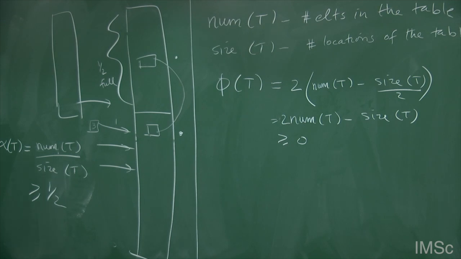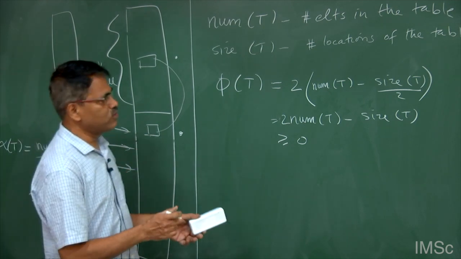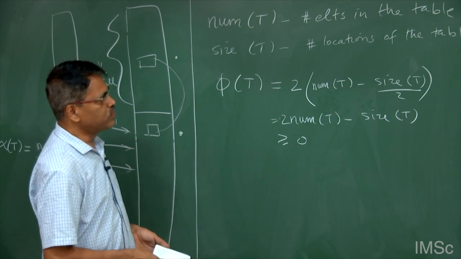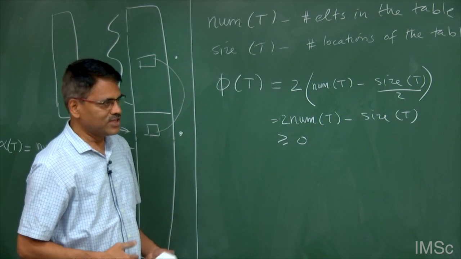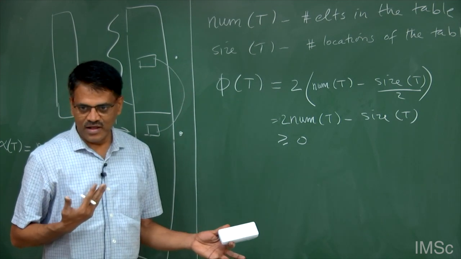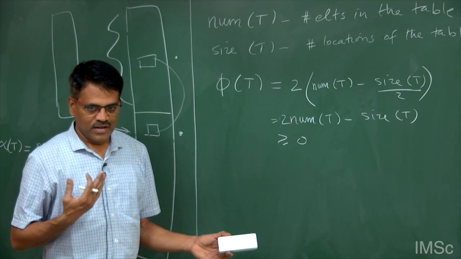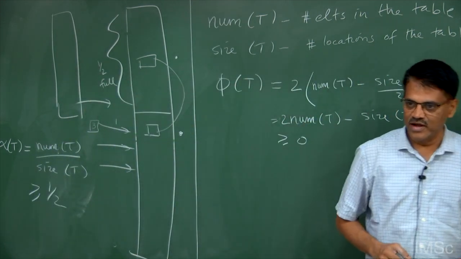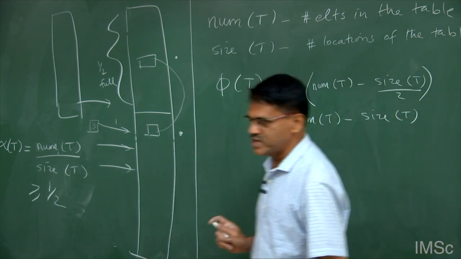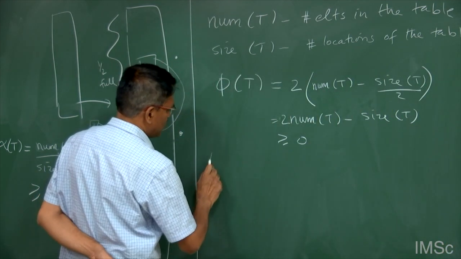Always. So now let's go back to our game of computing the amortized cost of insertion using this potential. And it should come out to be what? It should come out to be 3, right? Because that's what we analyzed through a different method. But now using this potential method, let's compute that. What is the amortized cost?